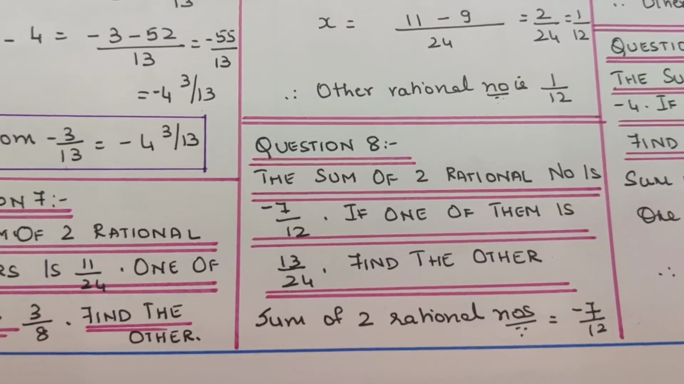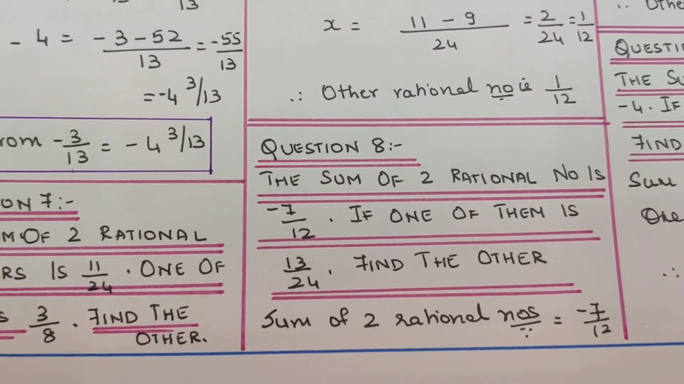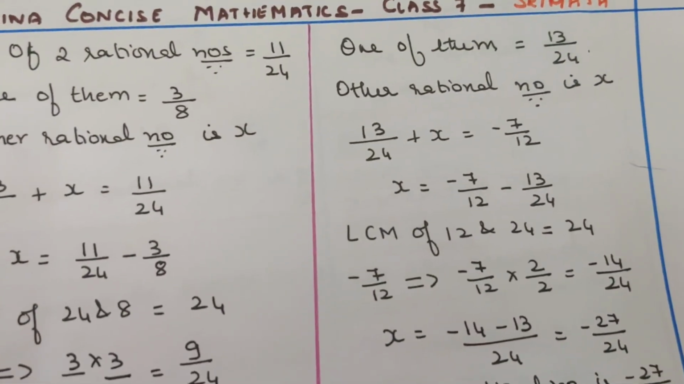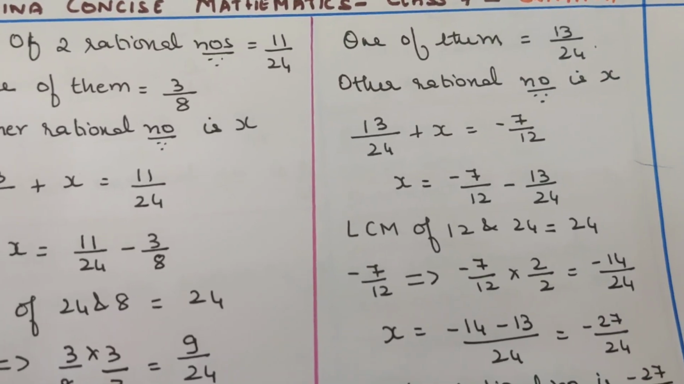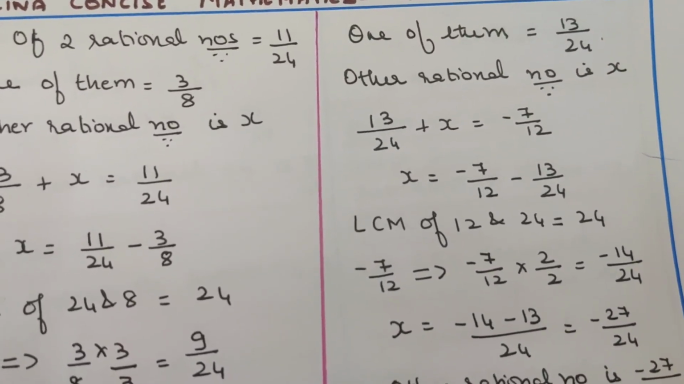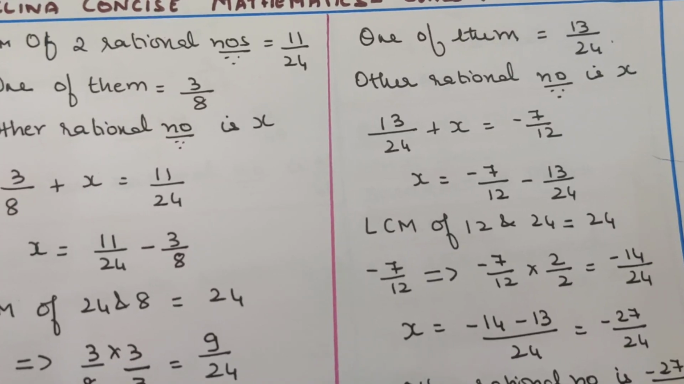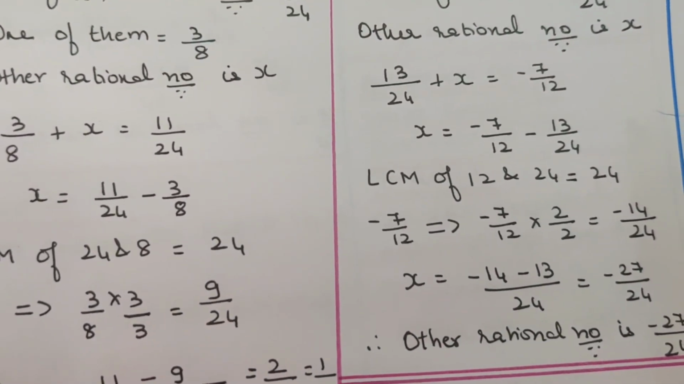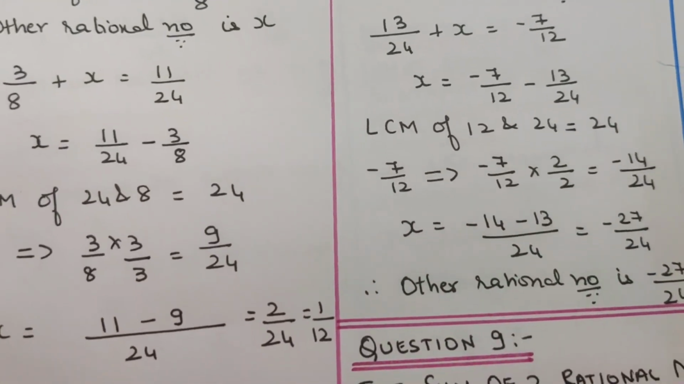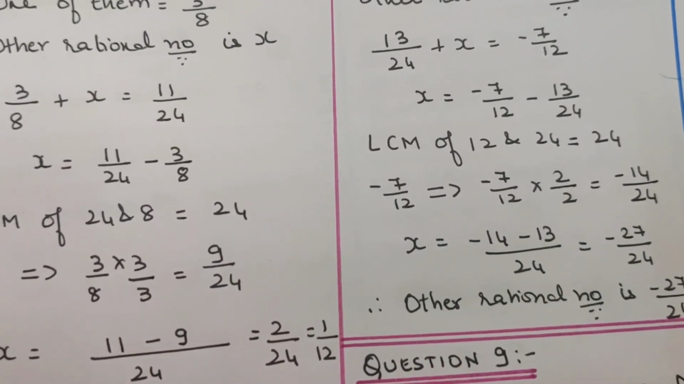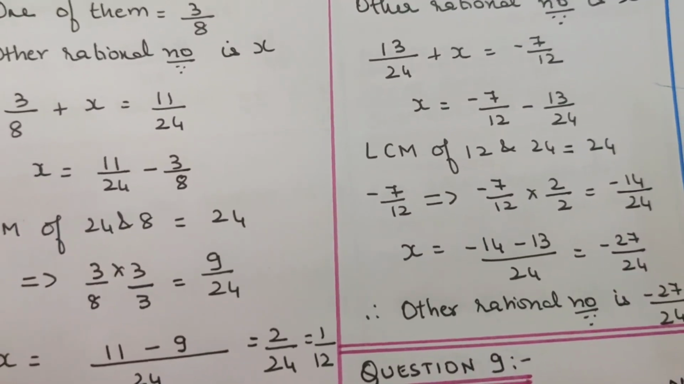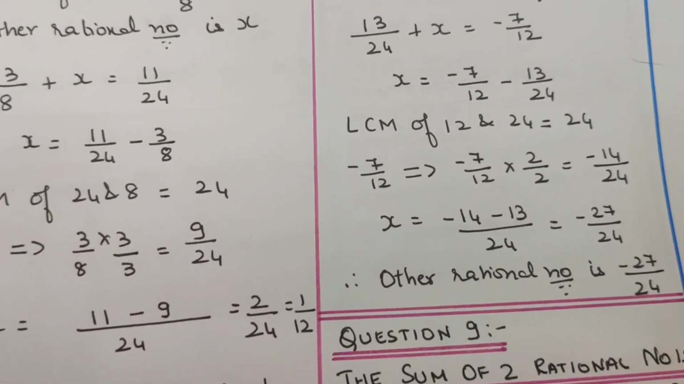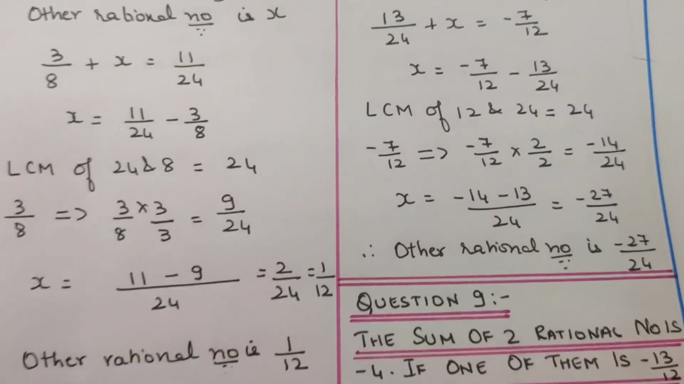If one of them is 13 by 24, find the other. The sum of two rational numbers which is given is minus 7 by 12. One of them is 13 by 24. The other rational number is x. So the given equation becomes 13 by 24 plus x is equal to minus 7 by 12. So x is equal to minus 7 by 12 minus 13 by 24. LCM of 12 and 24 is 24. On solving that, x is equal to minus 14 minus 13 by 24, that is equal to minus 27 by 24. Therefore, the other rational number is minus 27 by 24.